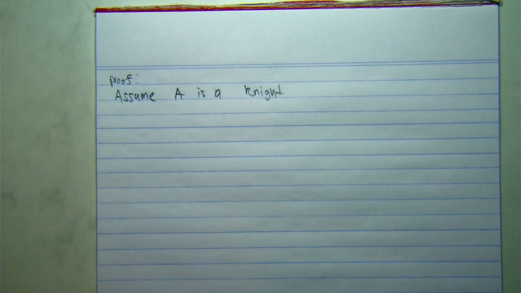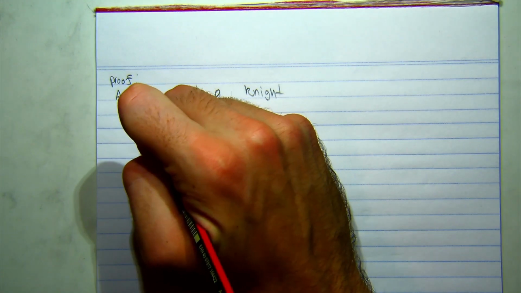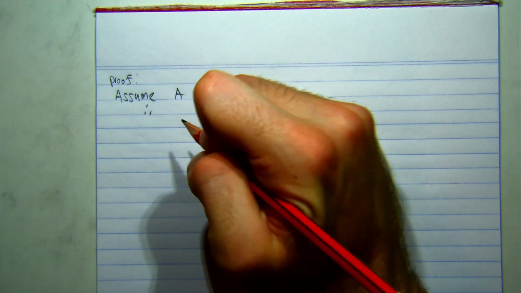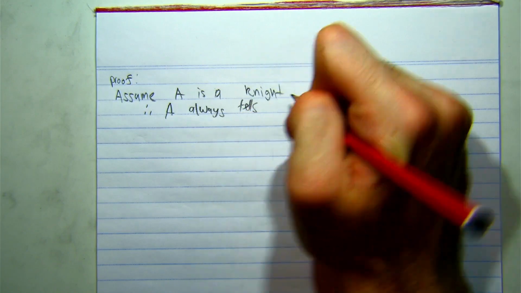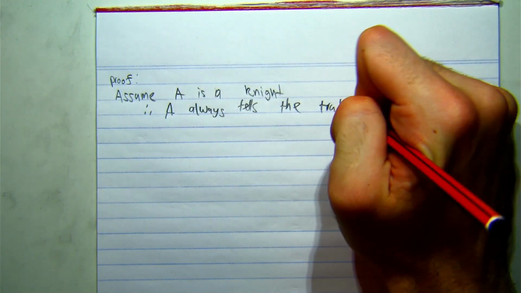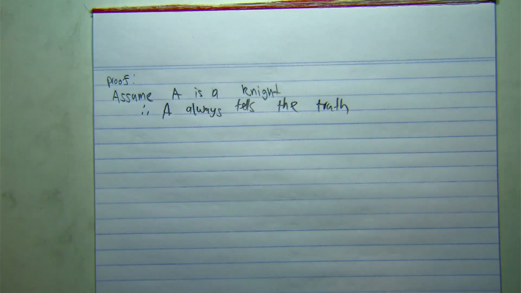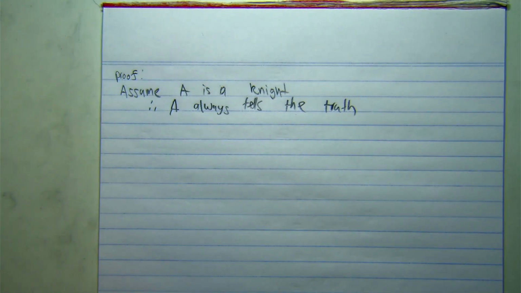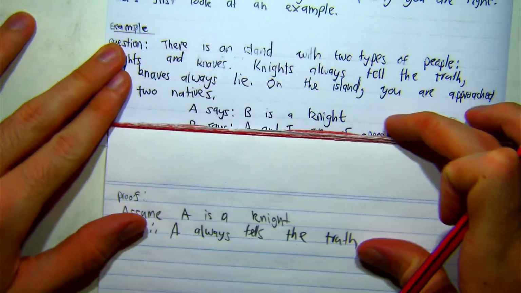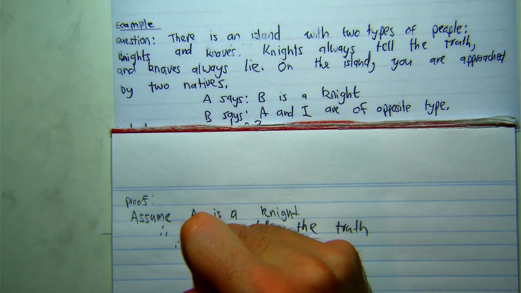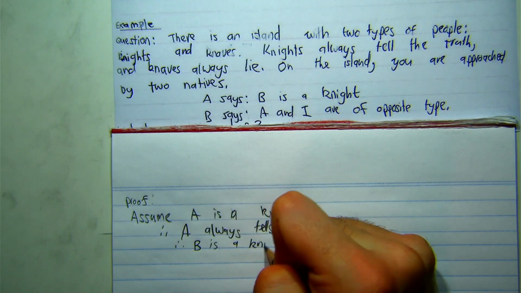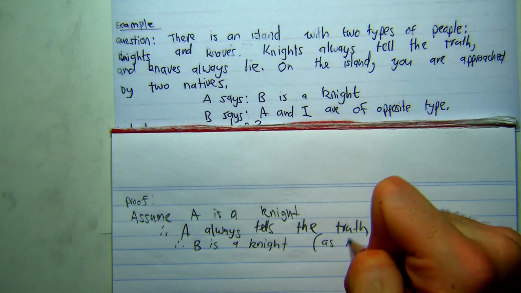Okay, and we're trying to be formal here. So if A is a knight, what is the logical flow here? Well, if A is a knight, he has to always tell the truth. So therefore, A always tells the truth. Okay, and what does A say? Well, from the question, A says that B is a knight. So therefore, B is a knight, in brackets, as A says this.